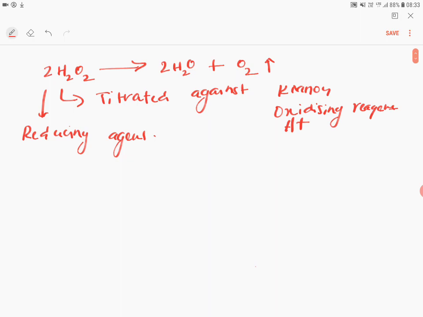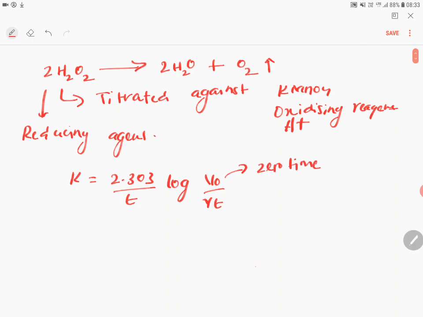Now, we will be able to use this formula: K is equal to 2.303 by t log V0 by Vt. So V0 is the volume of the reagent used at 0 time or before the start of the experiment. Vt is the volume of the reagent used at time t. But here V infinity is not given.